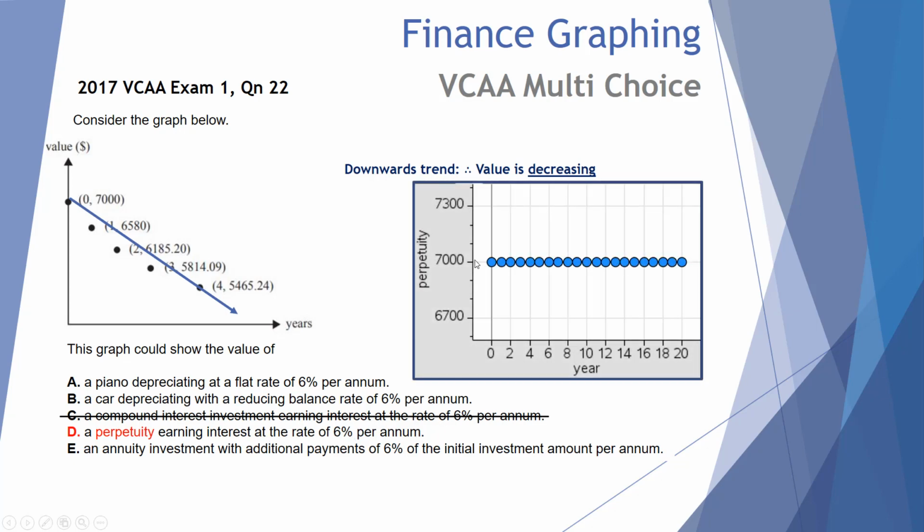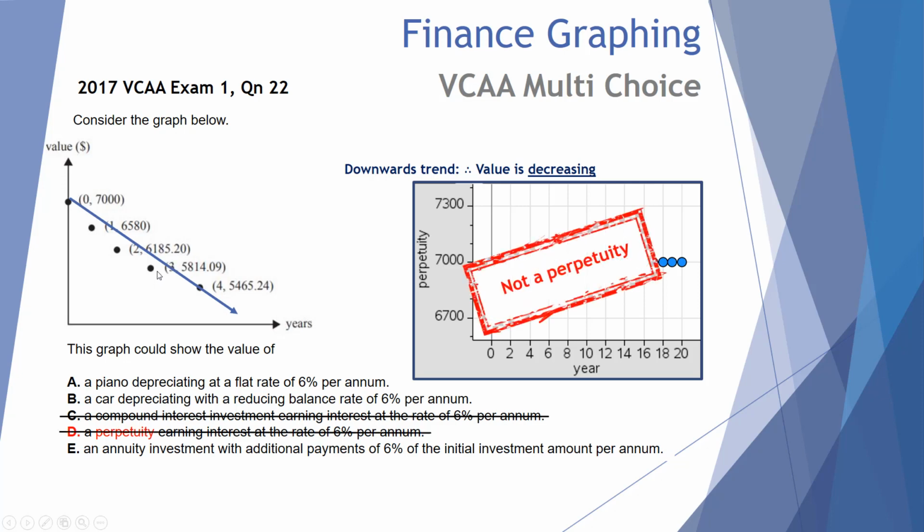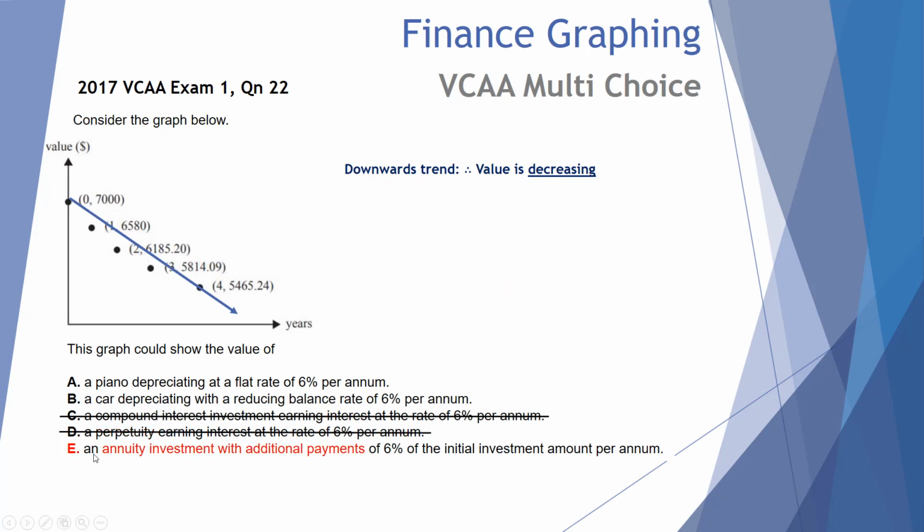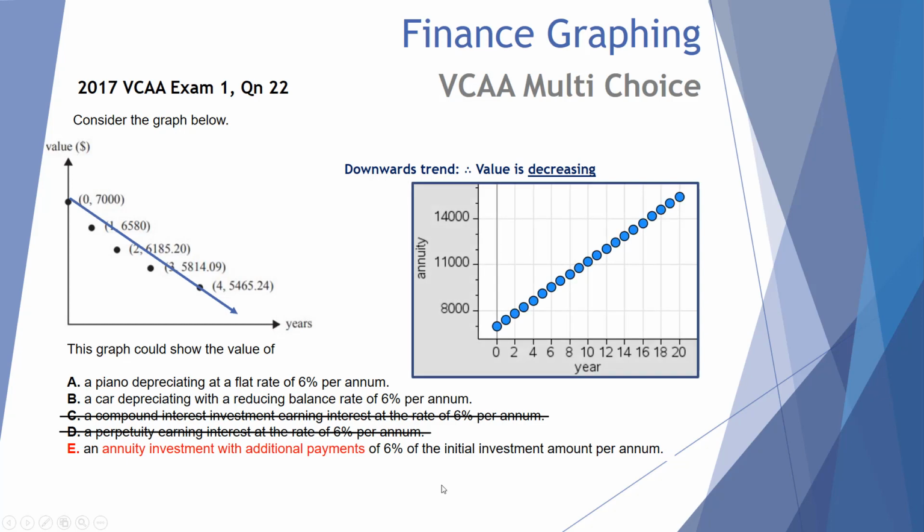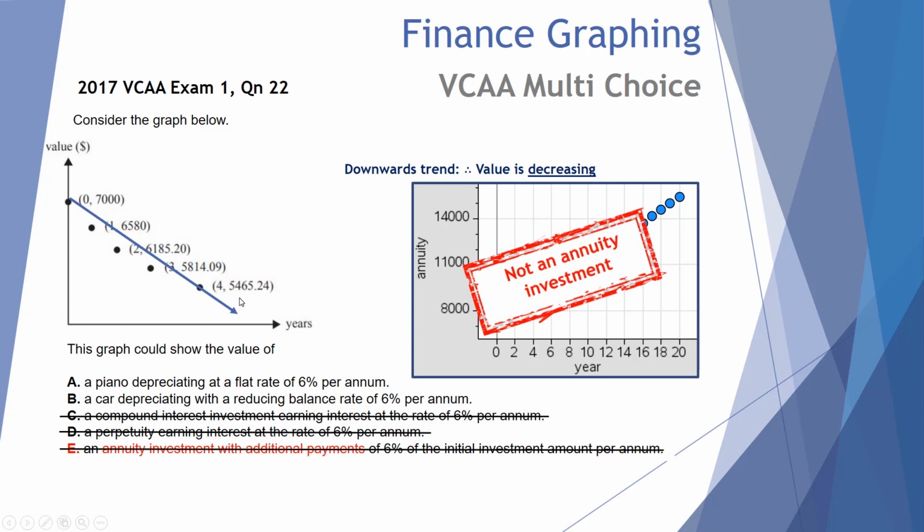We know a perpetuity would have a straight line relationship. This is not the case. So it's not a perpetuity. Option E says it's an annuity investment with additional payments of 6% of the initial investment per annum. So if we were to take 6% of our initial value, 7,000, and add that every year, we would go up in value and it'd be a nice straight line with a common difference. This is clearly not an annuity investment.